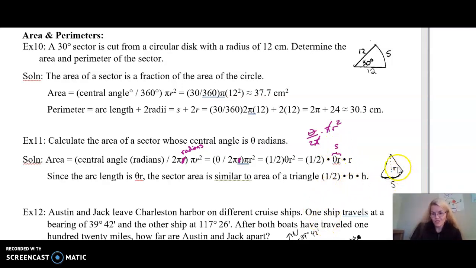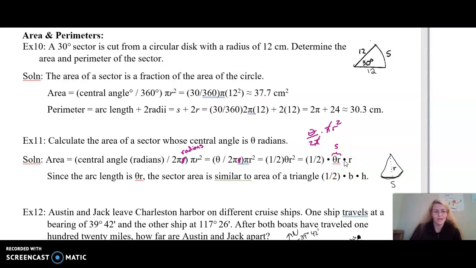So if you think about this arc, it's very similar to the area of a triangle, which was 1/2 base times height, right? If I angle it this way, s is kind of like my base. My height is r. So that's another way, if you're given your angle in radians, to remember the formula. Again, to me, memorizing it is not worth it.